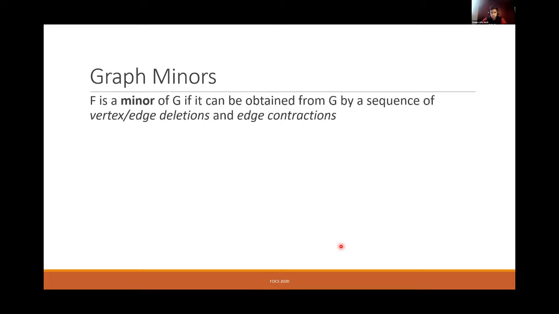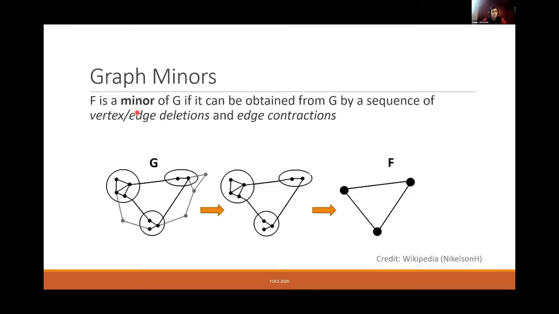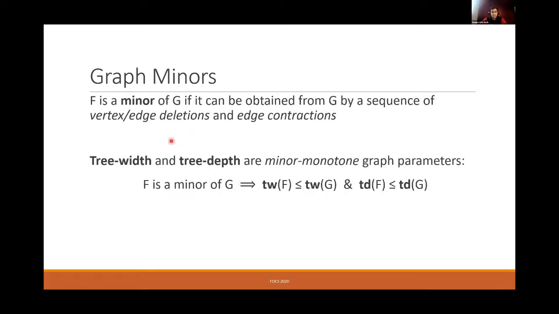Okay, so let's talk about graph minors. For a graph G, if you can remove certain edges and contract some other edges, the graph that you land at is called a minor. In this case, this triangle would be a minor of graph G. What's relevant to us is that the two parameters, tree width and tree depth, happen to be minor monotone. What does that mean? It means that if f is a minor of G, then the tree width of f is at most the tree width of G, and the tree depth of f is at most the tree depth of G.